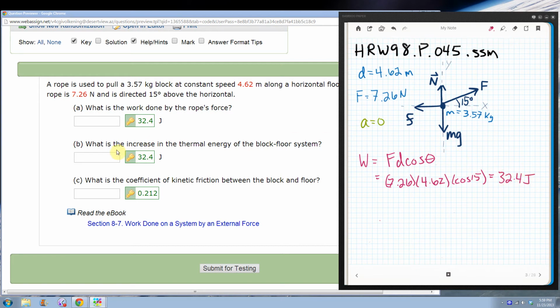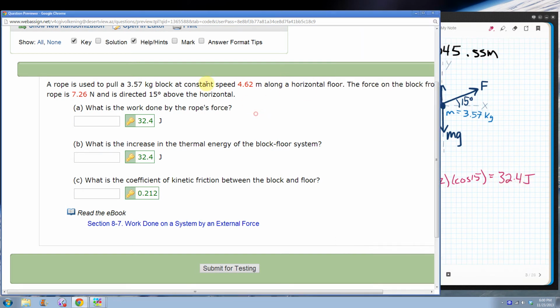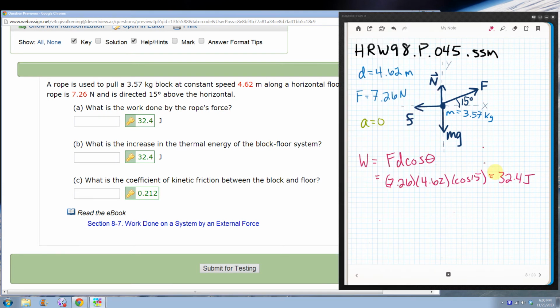Okay, then it asks, what is the increase in the thermal energy? Well, this box, we just did work on it, so technically speaking the box's energy should have increased by that much, 32.4, but it didn't because it was pulled at a constant speed, so the kinetic energy didn't change. It's on a horizontal floor, so the potential energy didn't change. The energy didn't change at all. So although we added 32.4 joules, it didn't get added to the box, so it must have been added to something else. The only thing that's available is the thermal energy. So that must be it. It's got to be the same thing.